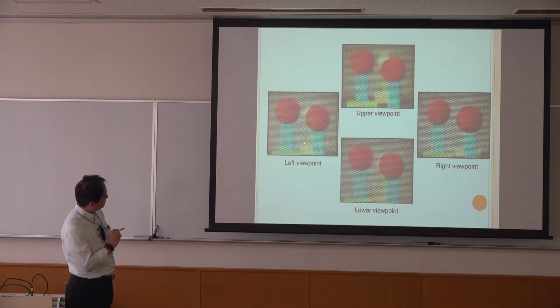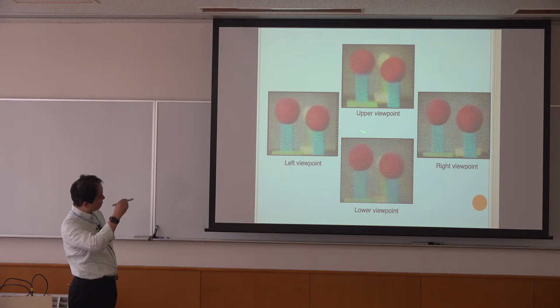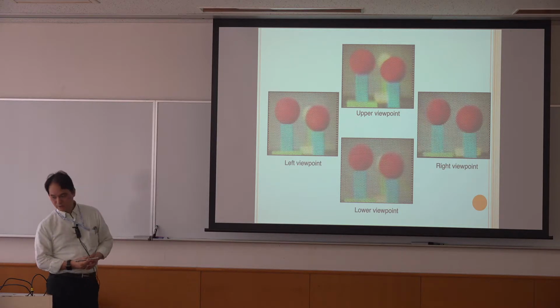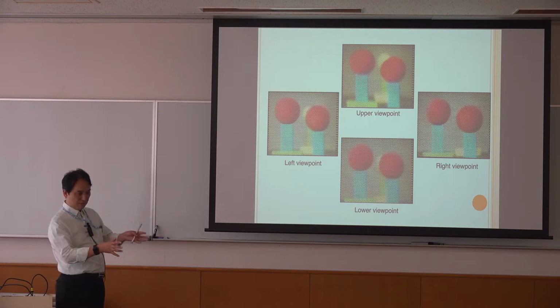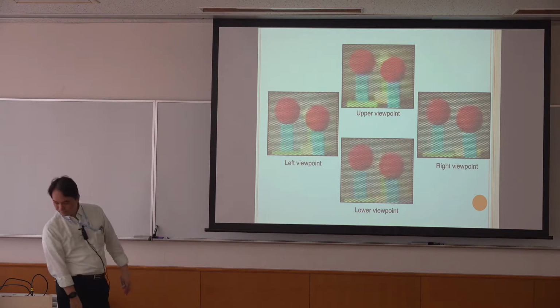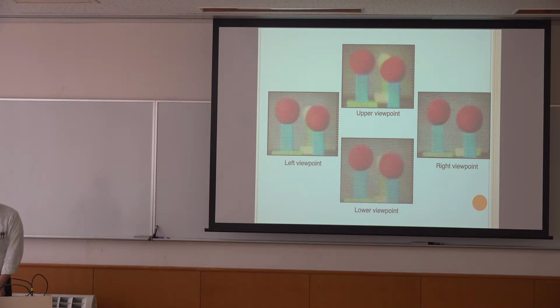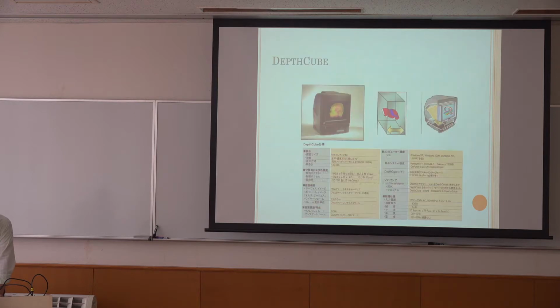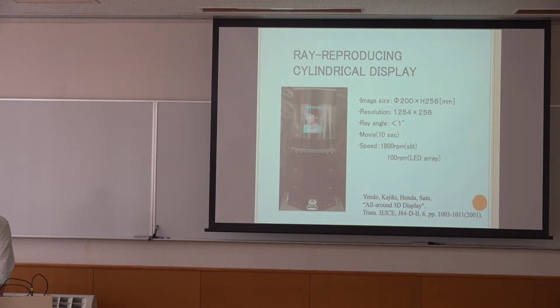This is the image from the left viewpoint. This is the image from the right viewpoint, from the upper viewpoint and from the lower viewpoint. Then you can see a 3D image like this. Okay. And I'll skip this.